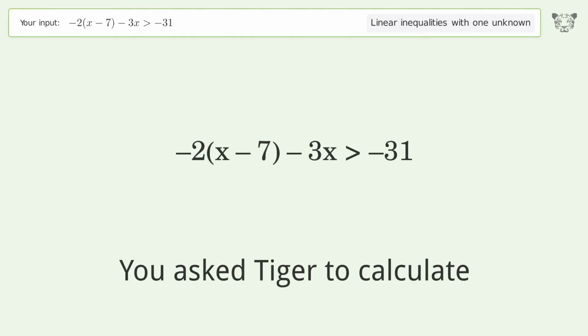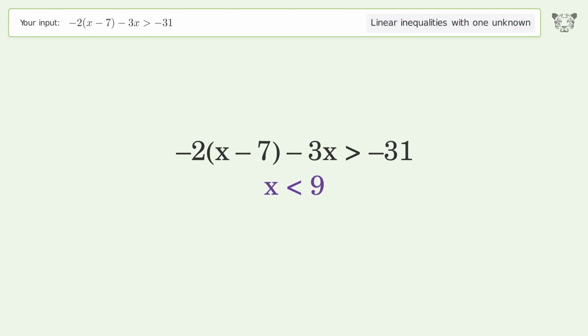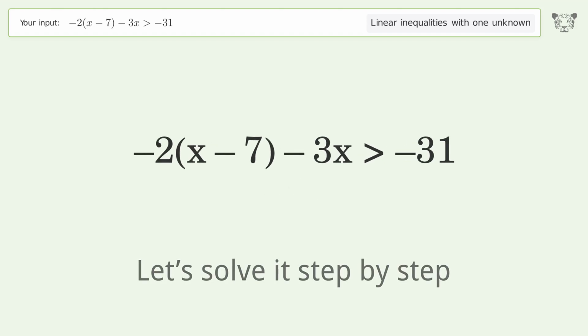You ask Tiger to calculate. This deals with linear inequalities with one unknown. The final result is x smaller than 9. Let's solve it step by step.